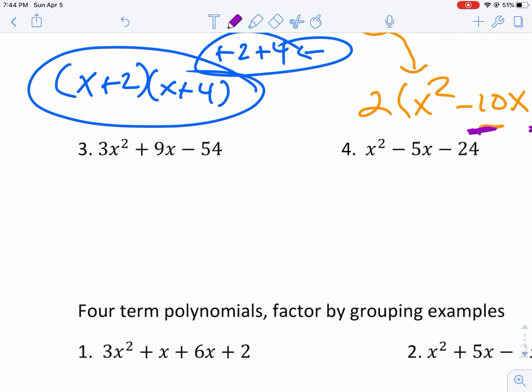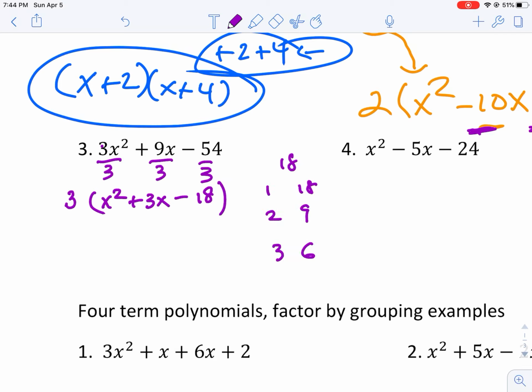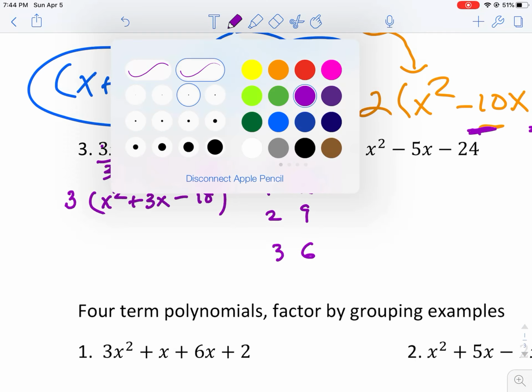Okay? Then come to number 3. Look for a greatest common factor. I see a greatest common factor of 3. I'm going to divide 3 out of everything. And I'm left with 3 divided by 3 is 1, or x squared. 9 divided by 3 is 3, or 3x. And 54 divided by 3 is, I think, 18. Okay? Now, I take that 18, list its factors. 1 and 18, 2 and 9, 3 and 6.